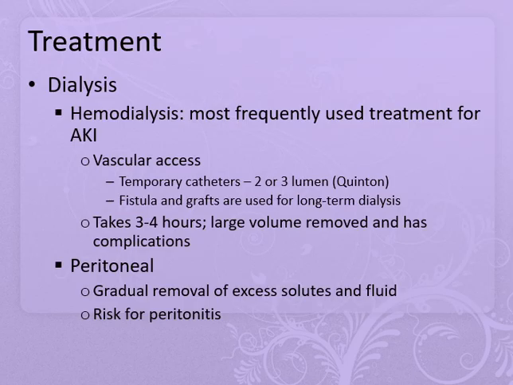Treatment is dialysis. So we can do hemodialysis. It's the most frequent one, and we do need vascular access. So if this is an acute problem, we will do a temporary catheter of 2 or 3 lumens. We call those Quinton catheters. So there'll be IJ or subclavian put in. Occasionally we'll do femoral, but femoral catheters are a bit problematic. It's a dirty area, and certainly they can't get up and move.